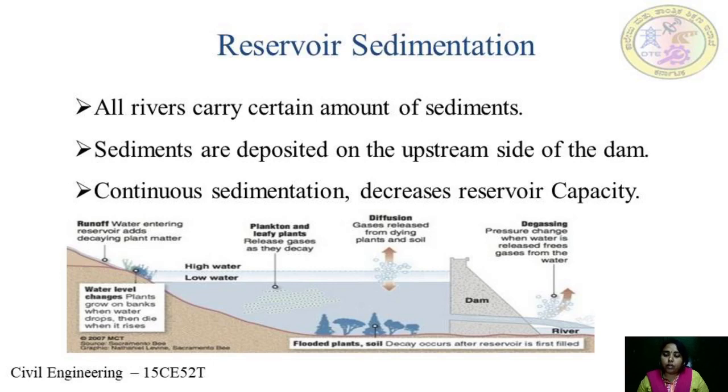Automatically this particular dam is designed for certain flow, and when it exceeds, no doubt the flooding problem will start. So in this figure you can see the water level has gone high with the accumulation of sediments, and also you are going to see the degassing pressure. That is, this is the pressure which changes the water that is released, that releases free gases from the water. This is again one of the major causes which is being observed in the sedimentation.